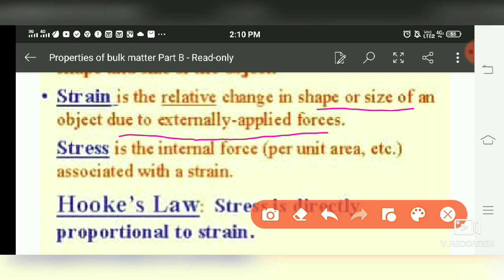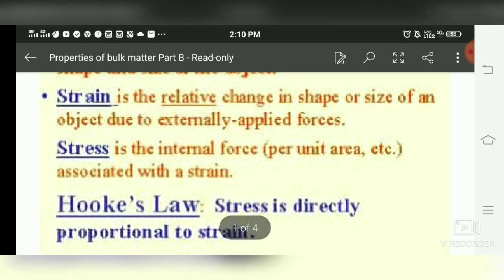Now suppose I apply force on a body along its length, but its length does not change, so in that case stress is more, but no change in the length is occurring. So strain is very less because the change is quite small as compared to the force applied, where the stress is force per unit area associated with the strain.